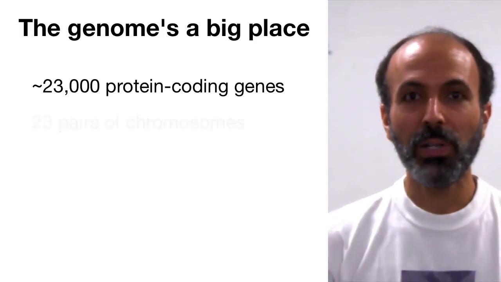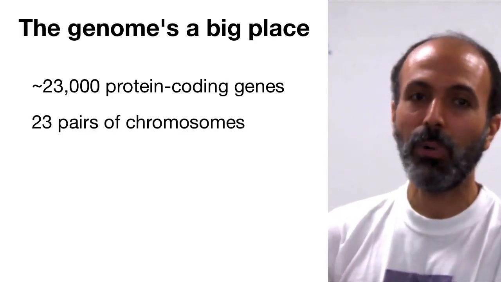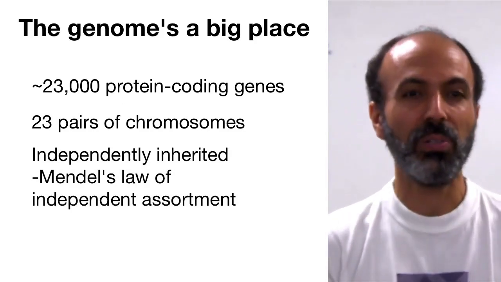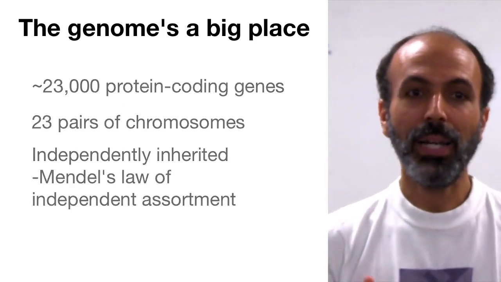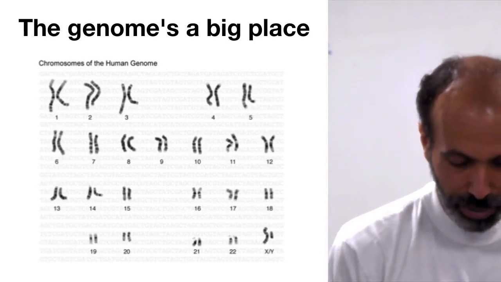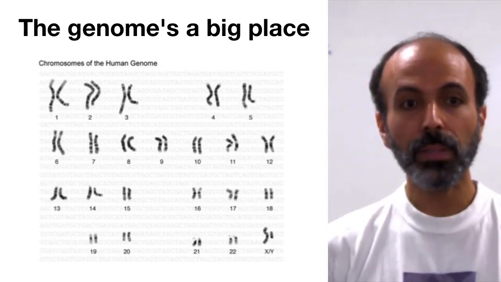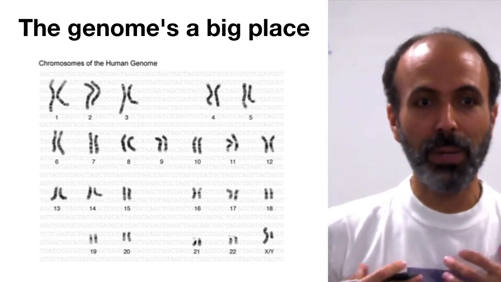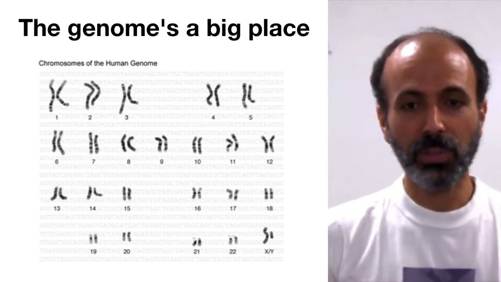Now, again, we have 23 pairs of chromosomes, one pair being that X and Y, the other pairs being ones that follow just regular Mendelian inheritance, as we described before. Now, interestingly, you see all these 23 pairs of chromosomes in the picture on the bottom left here. They're actually all inherited independently. So let's say, for example, I get a particular chromosome.